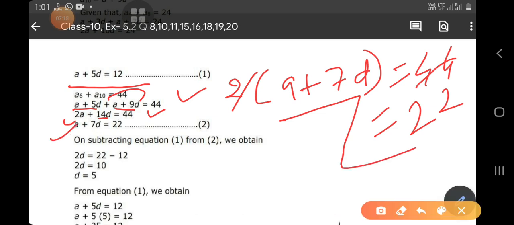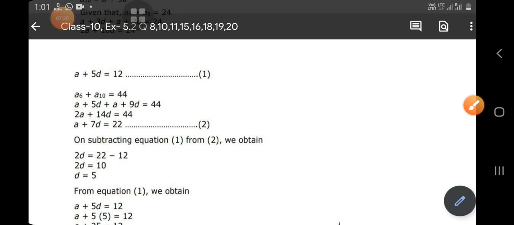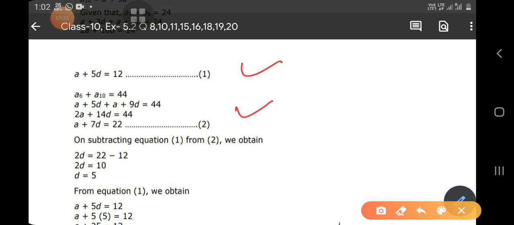So we got two equations, that is equation 1 and equation 2. Now we have to find the value of a and d. Now subtracting equation 1 from 2, so it will be minus, minus, minus. Now a will be cancelled out, and 7d minus 5d, that means you get 2d on the left side. On the right side, 22 minus 12. So 2d is equal to 10 and d is equal to 5, 10 by 2, that is 5.